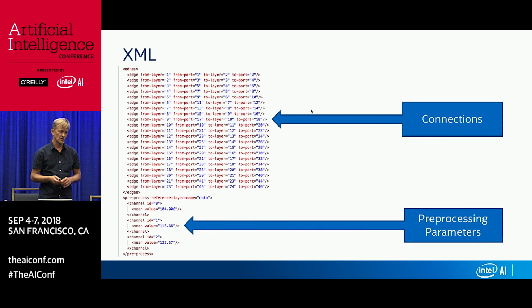Another important piece of information that will be included in the XML file is the information about connections or edges. In this section, we see a list of the edges: from layer ID to layer ID, from which port ID to which port ID. Plus, it can include information for pre-processing. In this case, we see mean values that will be subtracted from all input channels before the inference.